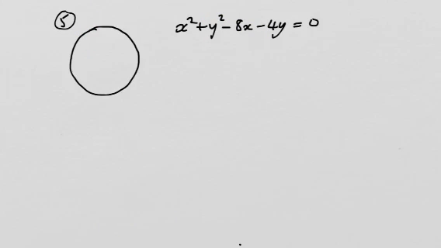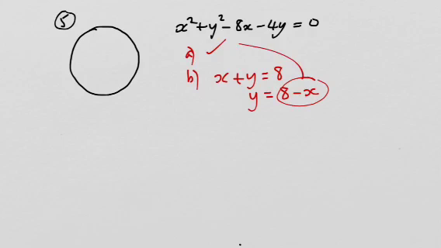Question 5. State the coordinates of the centre. That's easy for part A. That shouldn't be a problem. Part B. The line x plus y cuts a circle at 2 points. So we need to take the x plus y equals 8, and we're going to rewrite that as y equals, now I'm going to write it as 8 minus x. I'm going to put the x at the end rather than have the negative signs in the front. Now I just need to substitute that in here for y and in here for y.